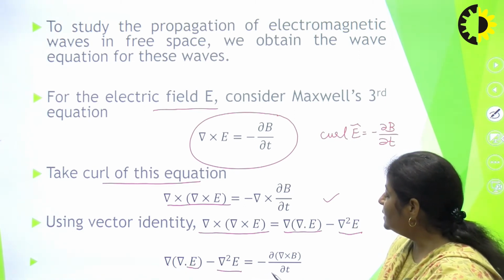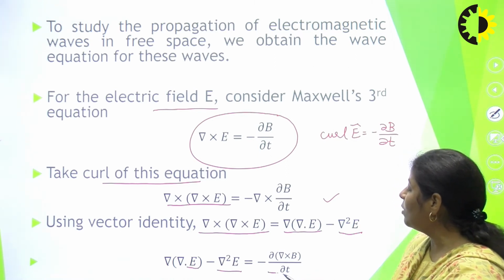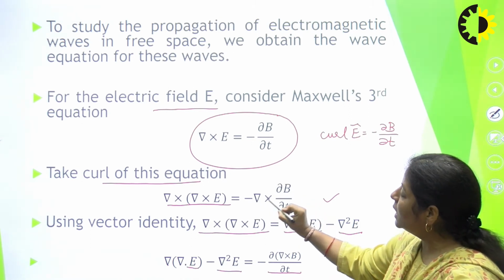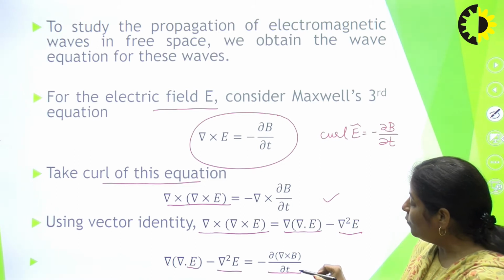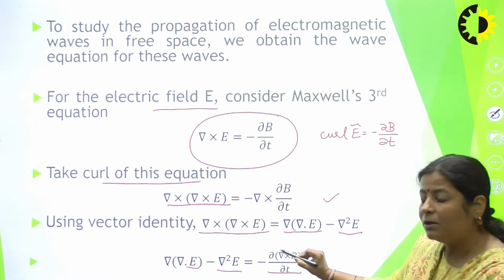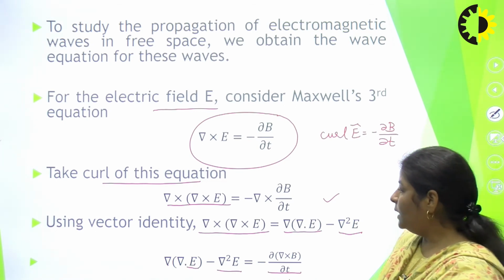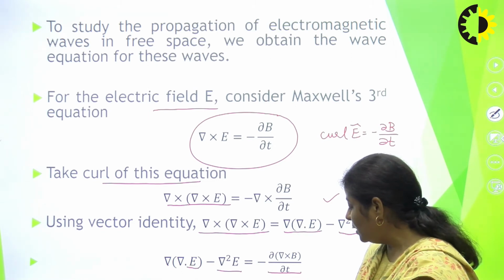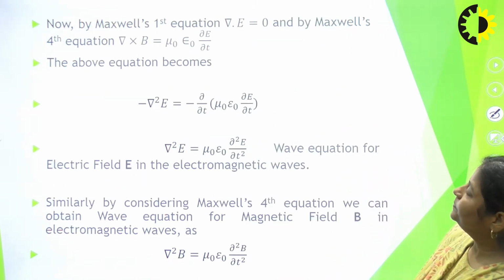And on the right hand side, we have minus del by del t of curl of B. You see, we have interchanged the curl and del operator now. Earlier we had this, now we have interchanged, and so we have del by del t of curl B. All right, so up till here we have done our calculation. Now let us see what we get in the next step.